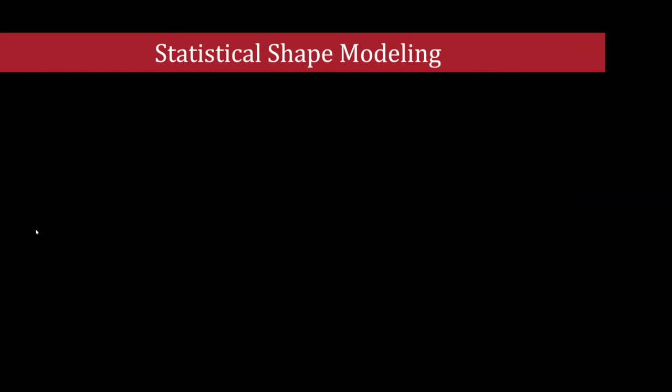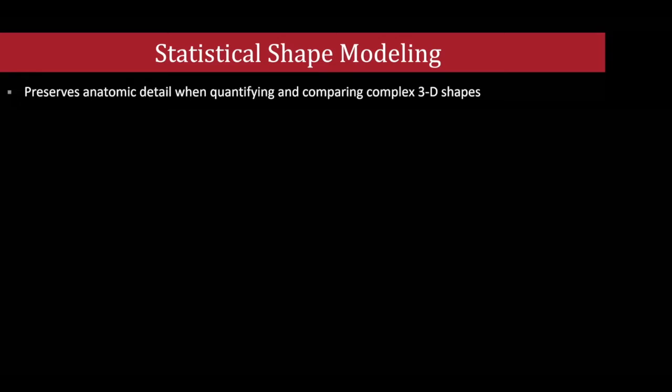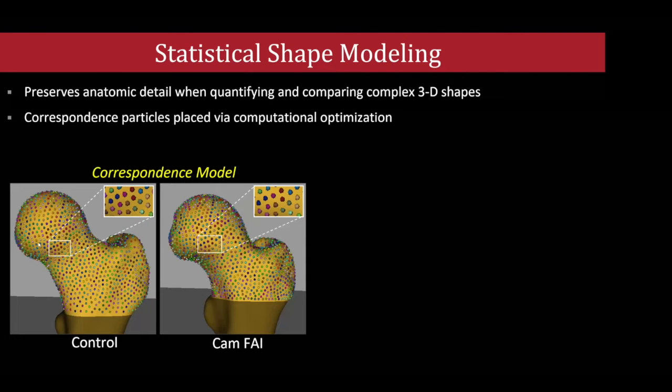So our lab has been using statistical shape modeling now for almost 8 years on the hip joint, and more recently on the ankle. SSMs are advantageous because they preserve the anatomic detail when you're quantifying and comparing complex 3D shapes. The way it does this is through correspondence particles, which are placed via a computational optimization onto the surfaces. On the left here, we have an example control, and on the right, an example CAM FAI patient.